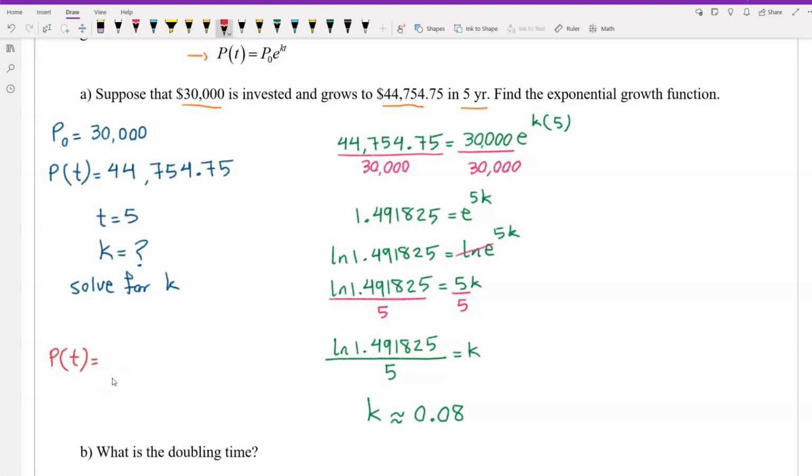So our exponential growth function is P of t equal to 30,000 times e power k. We have 0.08, then multiply by t. So this is our function.